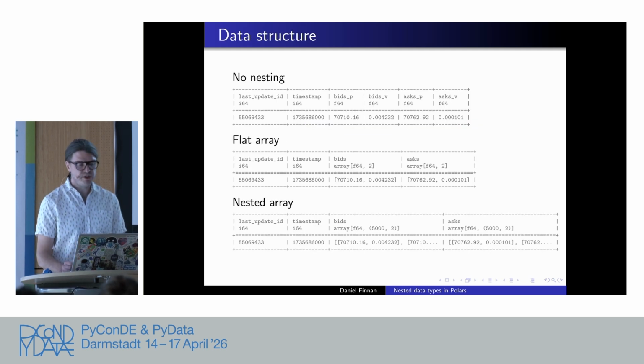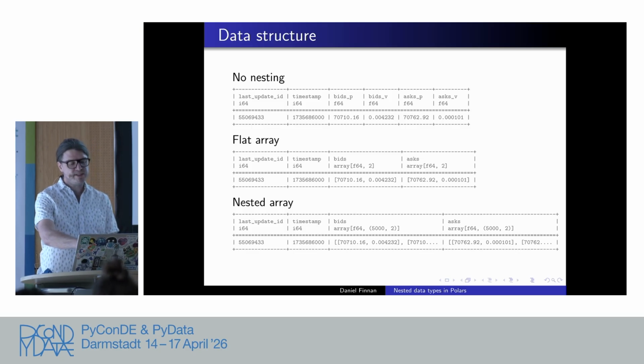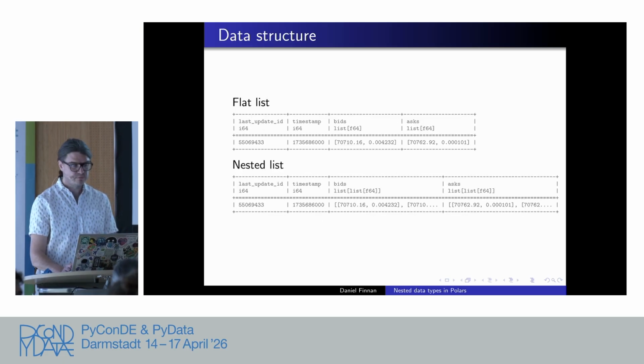Just to look at the structure, you can see no nesting. We've got an extra column for price on the bids and the ask, and the volume or the quantity on the bids and the ask. With the flat array, we've got just 2 elements in the array indicating price and the quantity. And then the nested array, we have the whole thing nested together with the price and the quantity inside a larger array, which will be 5,000 long. Same for the lists, it's the same principle. I'm not actually comparing here the variable size of lists, that feature. We're just looking as if the lists are the same length as the array.